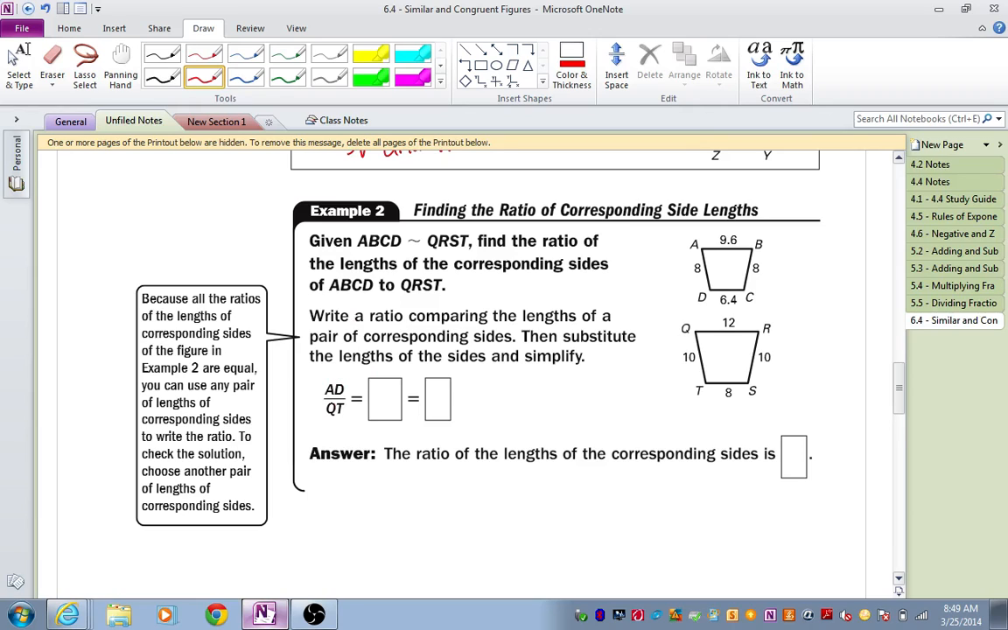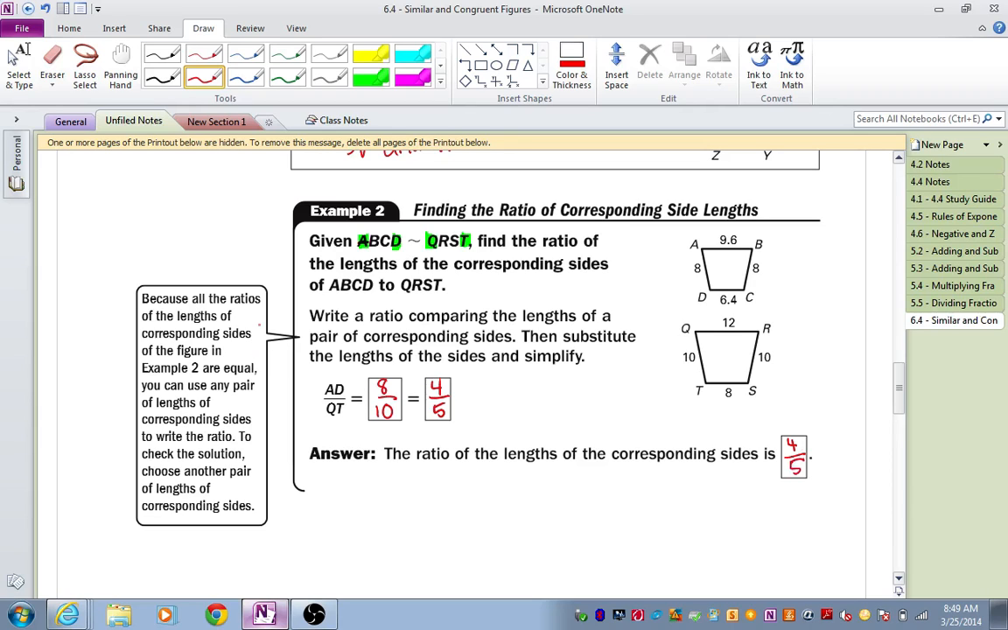In this example, they're choosing AD, and if we look here, AD would correspond to QT. So that's where the QT came from. The length of AD is 8. The length of QT is 10. And then you would just simplify it. So it's 4 to 5. So the ratio of the lengths of the corresponding sides is 4 to 5.